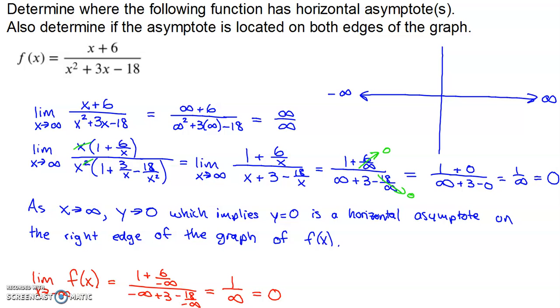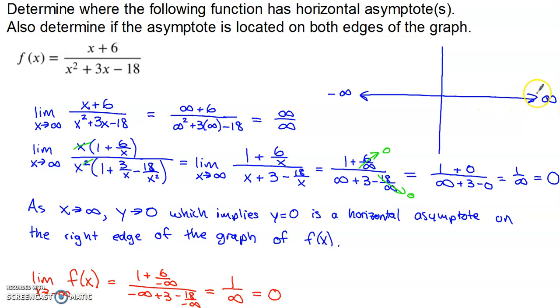So in this video, we will take a little bit of time to talk about horizontal asymptotes. The directions for this problem ask us to locate the horizontal asymptotes of this function here. And then we're also going to be trying to determine if the asymptote is located on both edges of the graph. So are we approaching the same value as x extends way over to this edge?